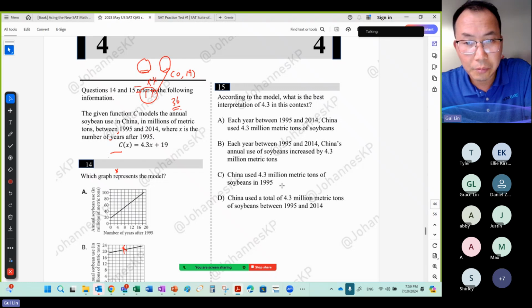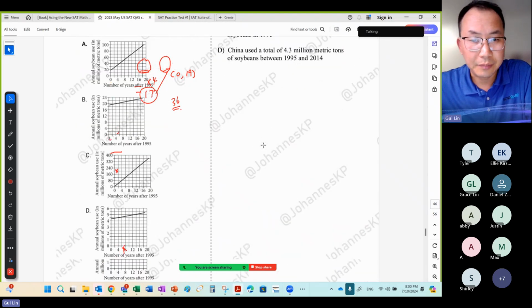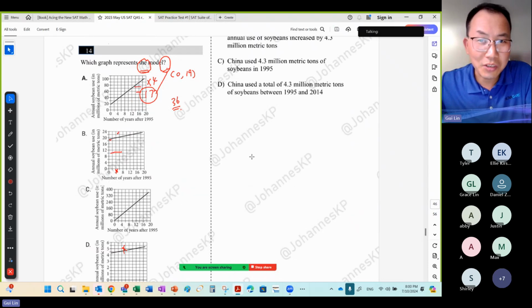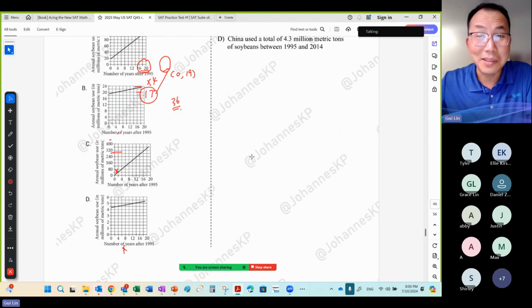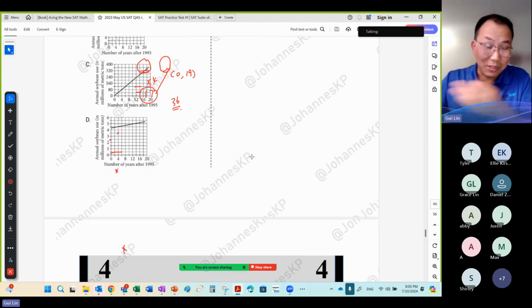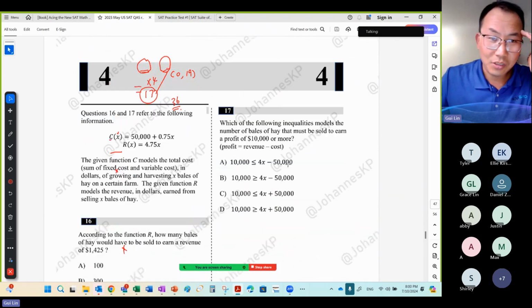C, China used 4.3 million metric tons of soybeans in 1995. Actually, it's 19, right? 1995 is 0, so you got 19. D, China used a total of 4.3 million tons of soybeans between these years. No, that's not right. So they give so much information, but just give a very easy answer for you. Don't think it's too easy. I mean, the question is easy for us right now, but hopefully we face some challenge questions.